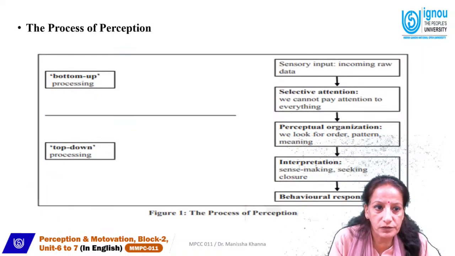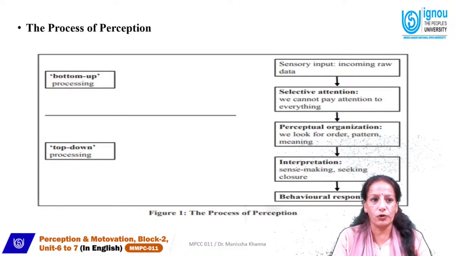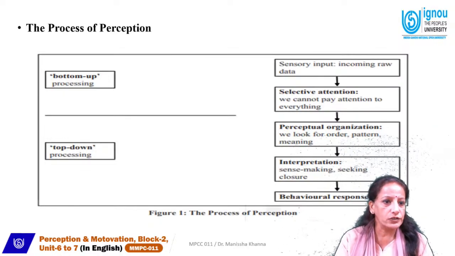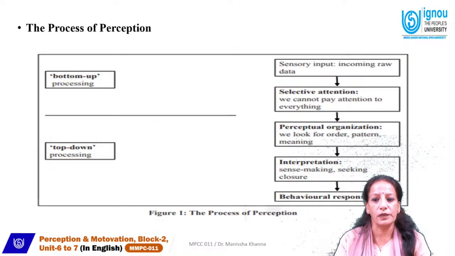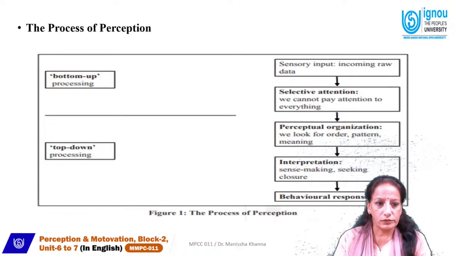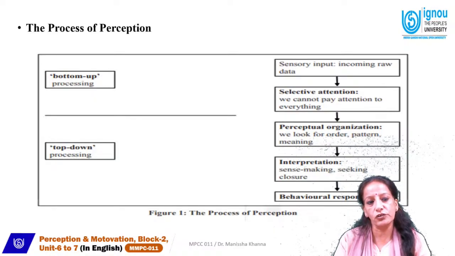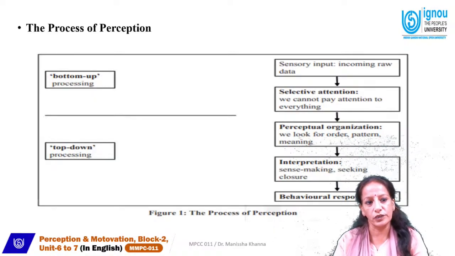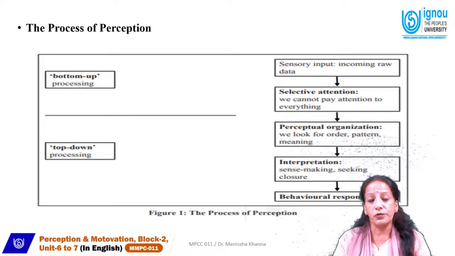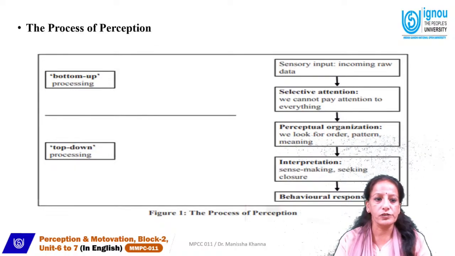The process of perception is either bottom-up processing or top-down processing. In bottom-up processing, it all relates to the sensory inputs, that is, incoming raw data, and selective attention, because we cannot give attention to all the information which is coming in. We need to be very selective in that way. We pay attention in selecting that particular information, whether we want to take it further for the perception process or not. Then it further goes to organization, and finally to interpretation, and the behavioral response is an output.